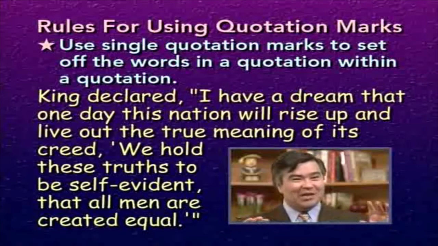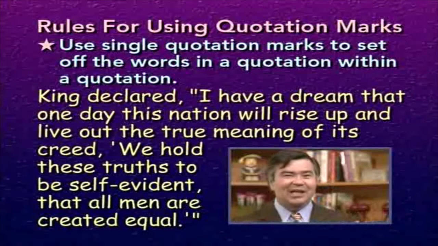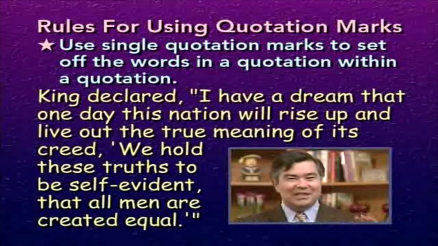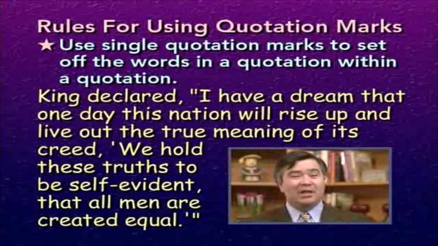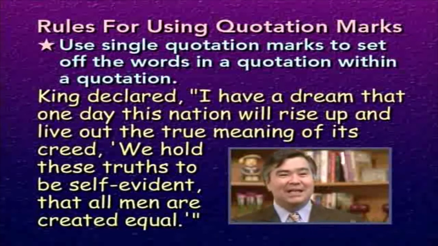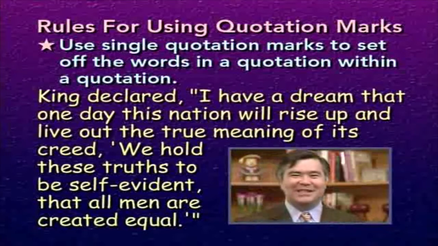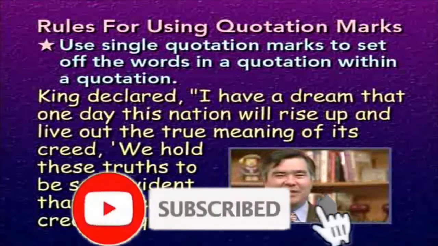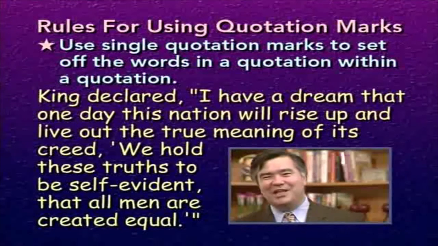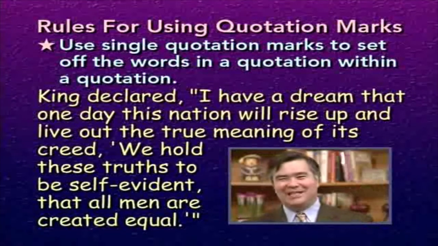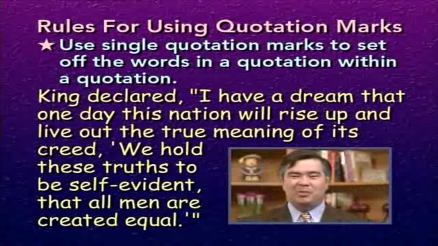It's a little tricky, and you have to look closely to see what you're seeing, but that's the right way to do it. So the sentence is correctly punctuated this way: King declared, comma, opening double quotation marks, "I have a dream that one day this nation will rise up and live out the true meaning of its creed, comma, opening single quotation marks, 'We hold these truths to be self-evident, that all men are created equal,' period, closing single quotation marks, closing double quotation marks." And that's the way the sentence should be constructed.